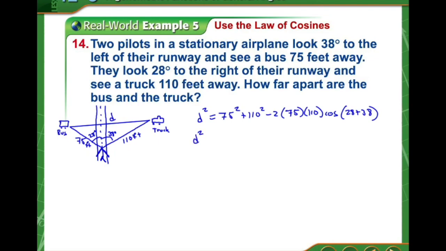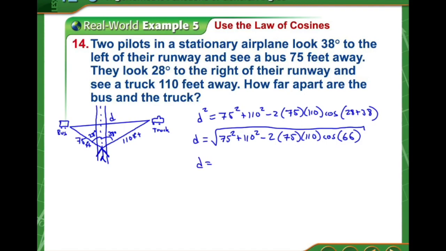So squaring all this stuff, or actually we're just going to square root. We're not going to square all this stuff individually because that's a lot of large numbers there. So 75 squared plus 110 squared minus 2 times 75 times 110 times cosine of, when you add those up, it's 66. And now at this point, we're just ready to go ahead and plug that in the calculator. We get our distance, comes out to be about 104. It doesn't say where to round, so we'll just round to the nearest tenth, 0.9 feet. So 104.9 feet.